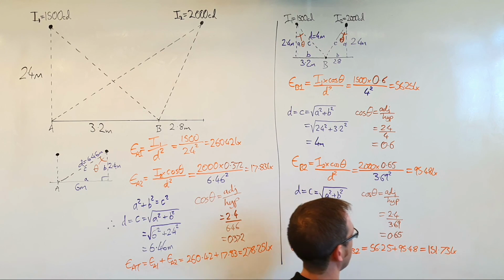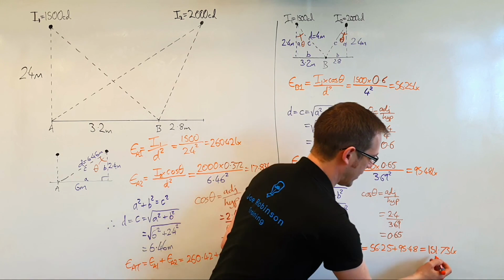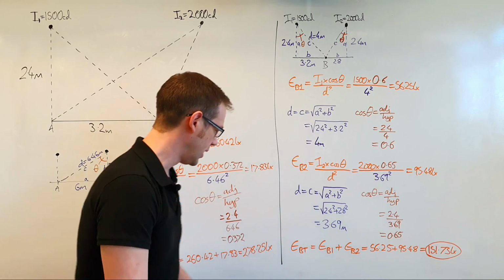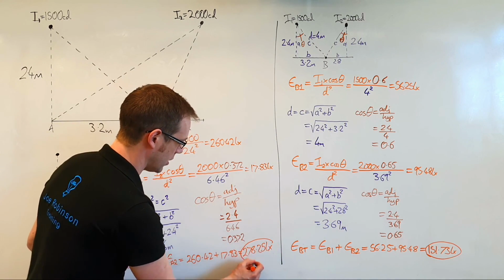151.73 lux. So we've got our total light level illuminance at position B, and we've got our total illuminance at light position A.